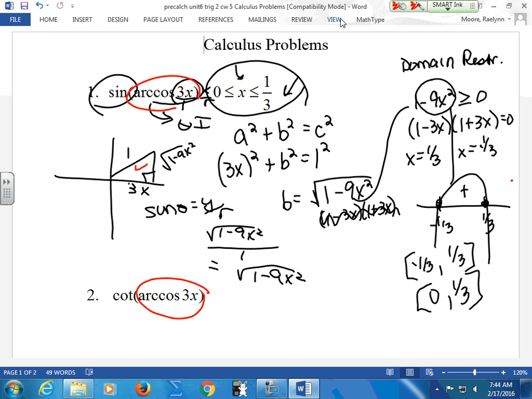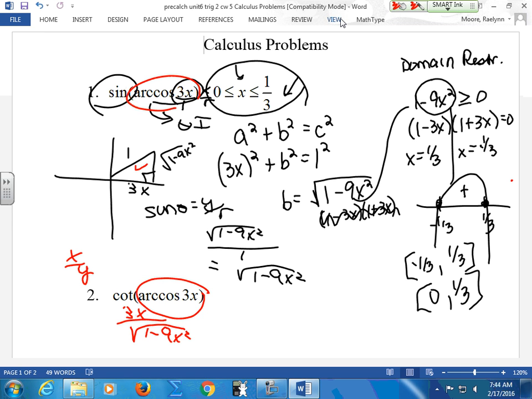So what parts does cotangent use? Give me x and y. X over y. Good. So I find my x. My x is 3x. And my y is that darling little thing.